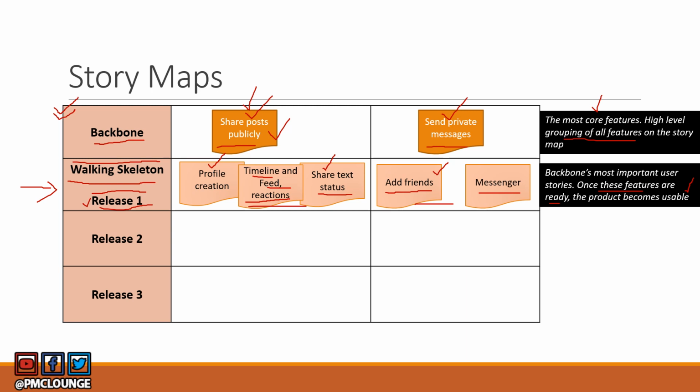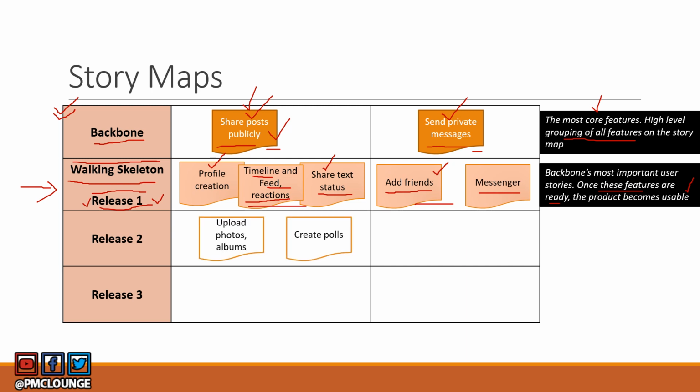Like I said, release one is not necessarily sprint one. The engineering team may look at all this and they may say, we need 8 sprints or we need 4 sprints to deliver all these features. So 4 sprints comprise release one. Once you complete all your 4 sprints, that's when you are going to deliver this product to the user and the user can actually start using it. The product has become usable because two of the most core features, their most important user stories, have been delivered.